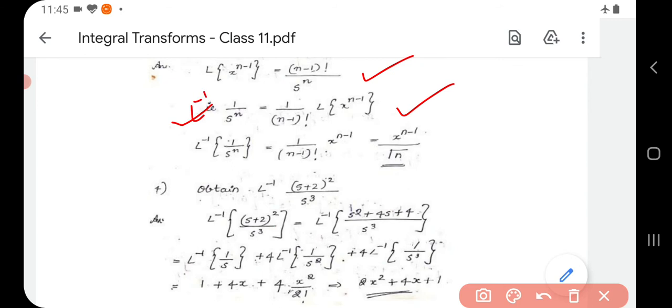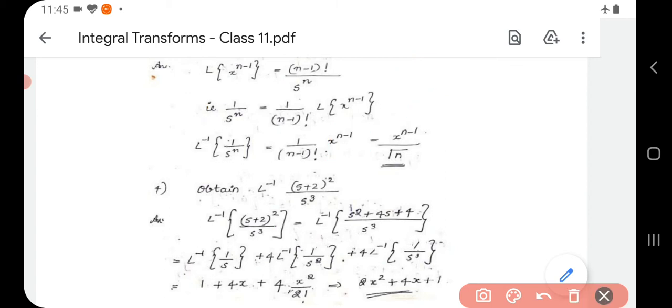1 by n minus 1 factorial is a constant. Now L inverse of Laplace transform of x raised to n minus 1 is x raised to n minus 1 itself. So your answer is x raised to n minus 1 by n minus 1 factorial. N minus 1 factorial can be written as gamma n.